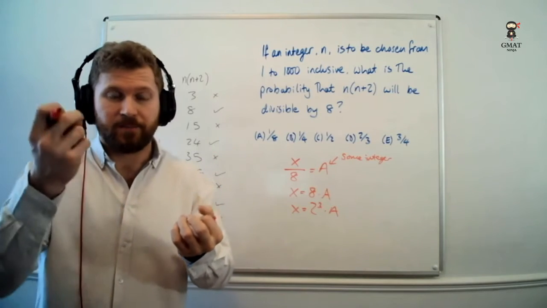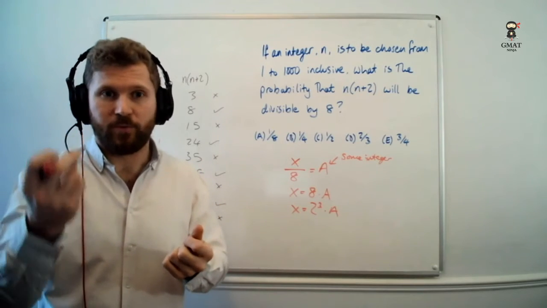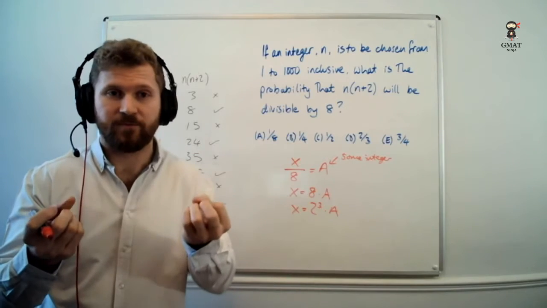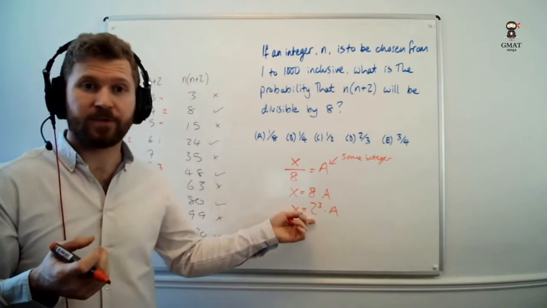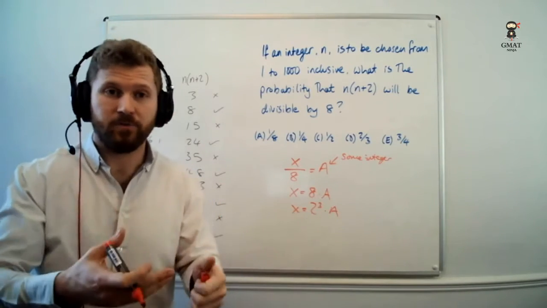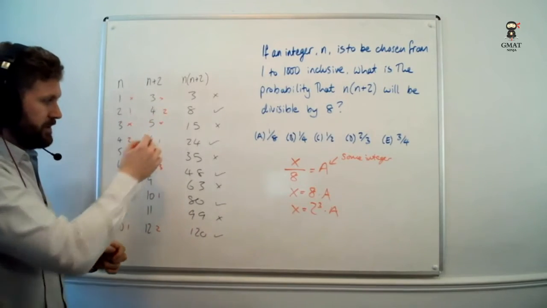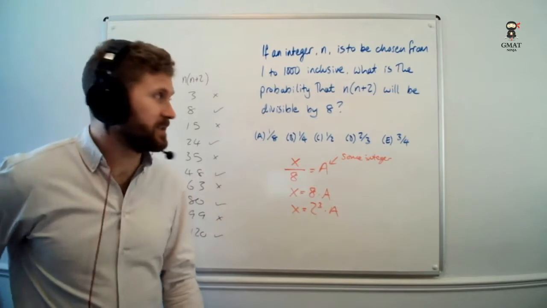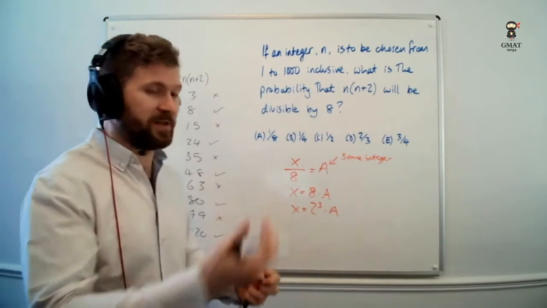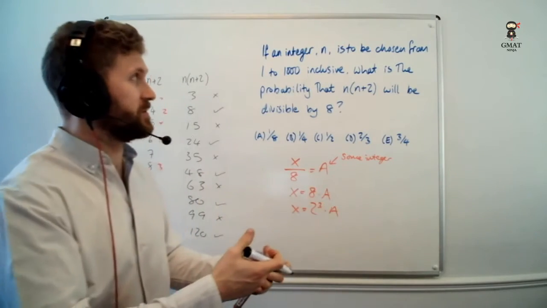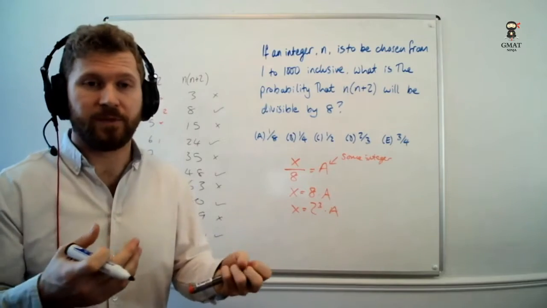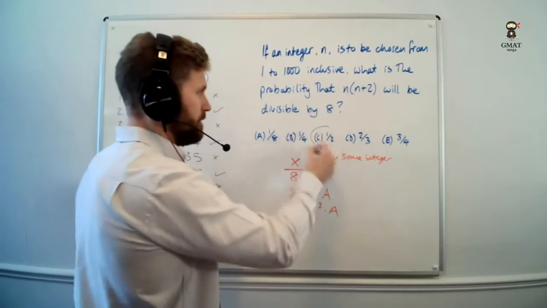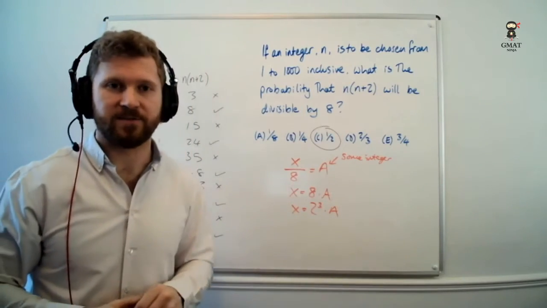So in that case, the first one would have 1 2 in its prime factorization. The second one would have 2 2's. I get the 3 2's I need. I know that every other entry in this pattern is going to give me a multiple of 8. And because it's every other number, half the numbers from 1 to 1,000 are going to be a multiple of 8 in this pattern. Probability is going to be a half, and my answer is C.